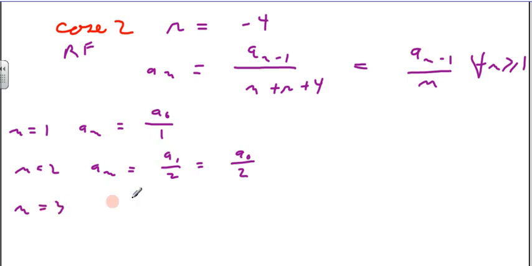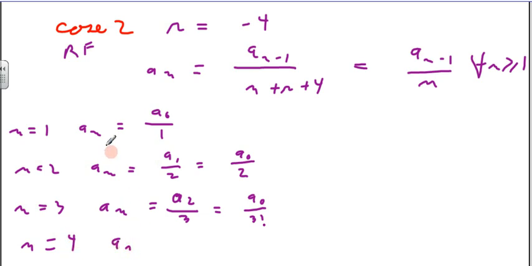n is equal to 3. I have a_3 is equal to a_2 divided by 3, which is going to be a_0 divided by 3 factorial. n is equal to 4. Well, I'm not paying much attention to what I'm writing, am I? A lot of talk. a_4 is going to be a_0 over 4 factorial, and a_5 is going to be a_0 over 5 factorial.